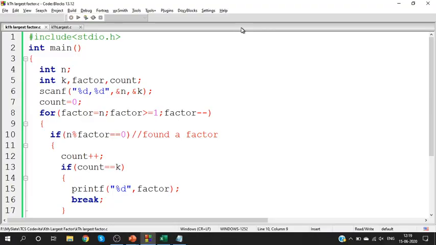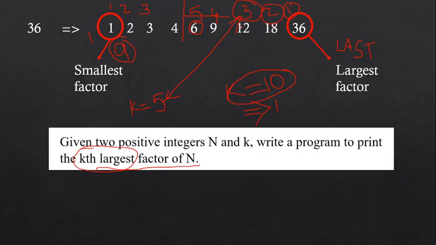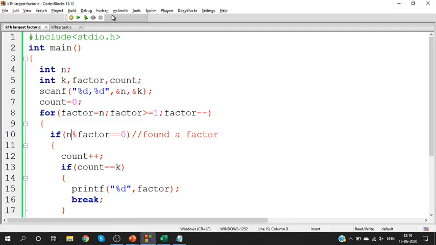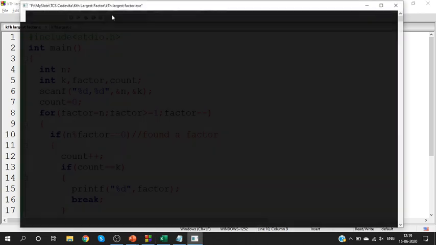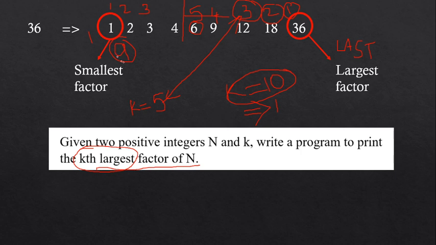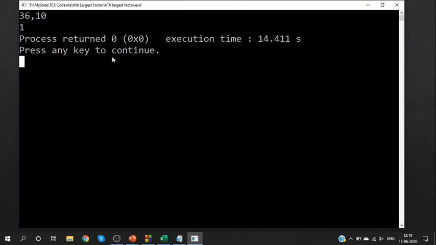Next. For 36, I'm going to find the ninth largest. What is the ninth largest factor? 1 is the ninth largest factor. You get the right output. Okay. Next case. For 36, 10th largest factor. Does 36 have a 10th factor? No. 36 has 9 factors only. So the 10th factor means it is out of range. When it is out of range, what should you do? Print the output as 1. And it prints the output as 1. So the program works perfectly fine.